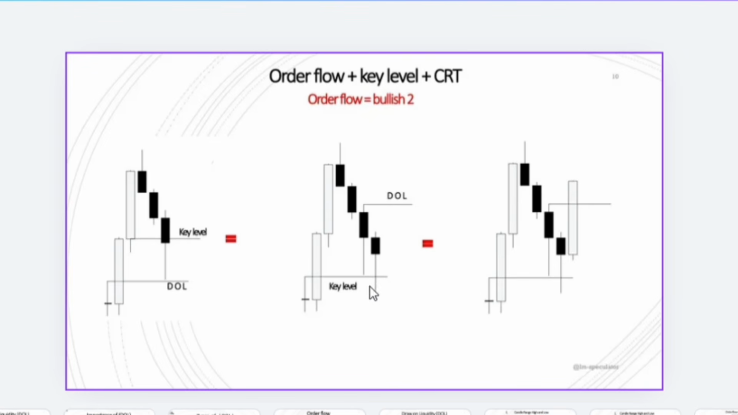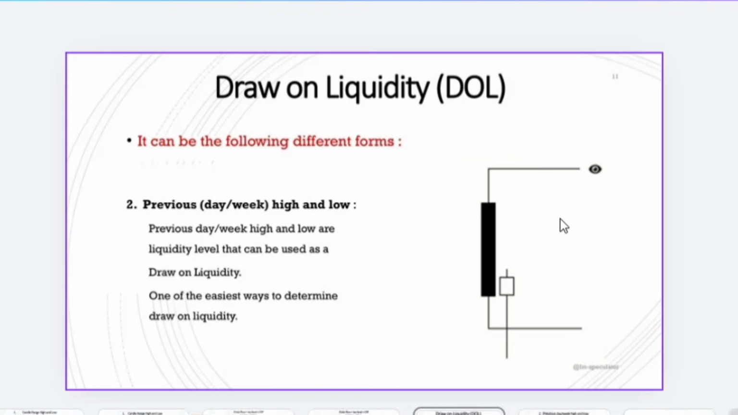We are going to position our buys from here, and this is the expansion and the movement, and this is the bullish candle movement. I hope you understand. First of all is the sweep, is the key level, the sweep of that key level, and our bullish expansion movement. Now, draw in liquidity can also be seen in our previous day high and in our previous day low.